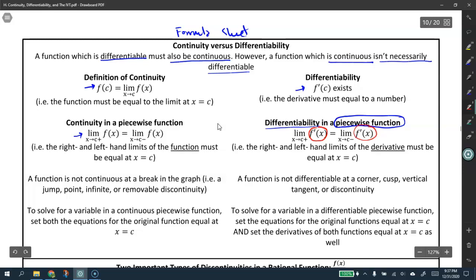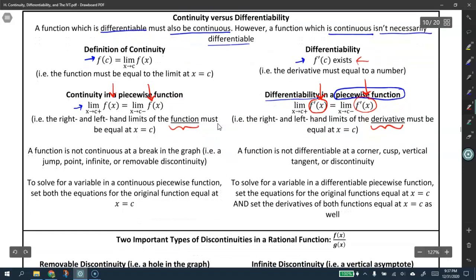You would set the left hand and the right hand derivatives equal because that's what it means. If something is differentiable, its derivative is going to exist at a number. So the same way that you set the functions equal to one another in continuity, you set the derivatives equal to one another in differentiability. So I have written this over here for you, derivative and function, so you know what you're supposed to equal to what, all right?